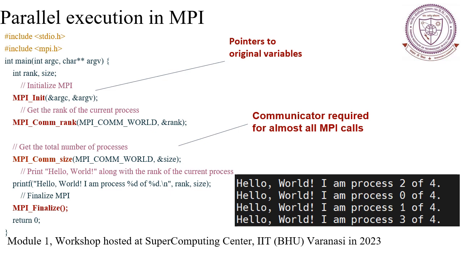The main function then gets the total number of processes using the MPI_Comm_size function. The MPI_Comm_size function takes two arguments, a communicator and a pointer to an integer variable to store the total number of processes. Next, the main function prints a message to the console that includes the rank of the current process and the total number of processes. Finally, the main function finalizes MPI using the MPI_Finalize function.